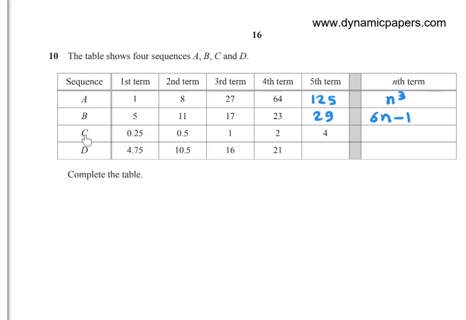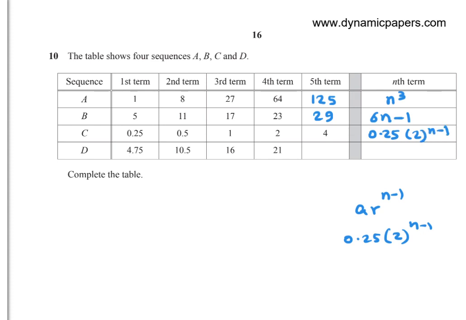Sequence C: 0.25, 0.5, 1, 2, 4, multiplied by 2 each time. If you multiply by 2, this is a geometric sequence, and the nth term is a r power n minus 1. a is the first term, which is 0.25. r is the number you multiply by, which is 2. So 0.25 times 2 power n minus 1.